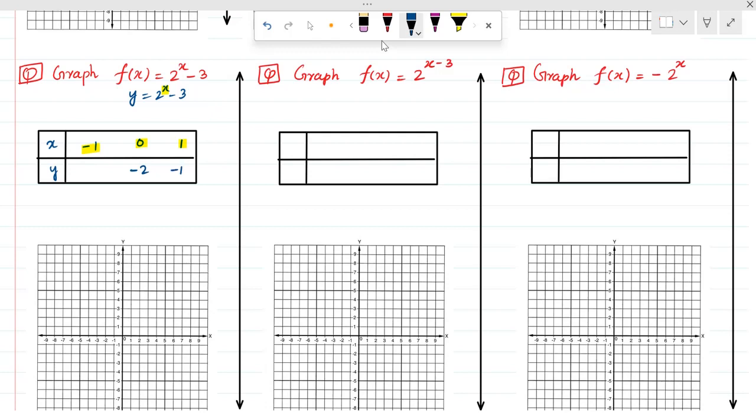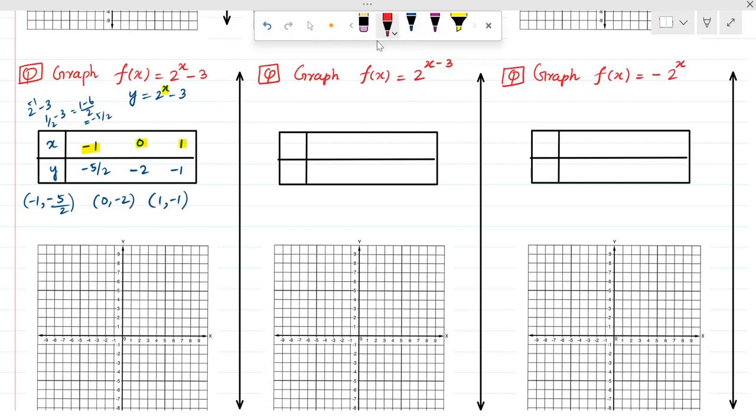When I substitute -1, you will get 2 to the power -1, which is half, minus 3. If you simplify, this is 1 minus 6 over 2, which is -5 over 2, which is -2.5. Now, what are the points you will have? -1, comma, -5 over 2. Then the next values we will have are 0 comma -2 and 1 comma -1.